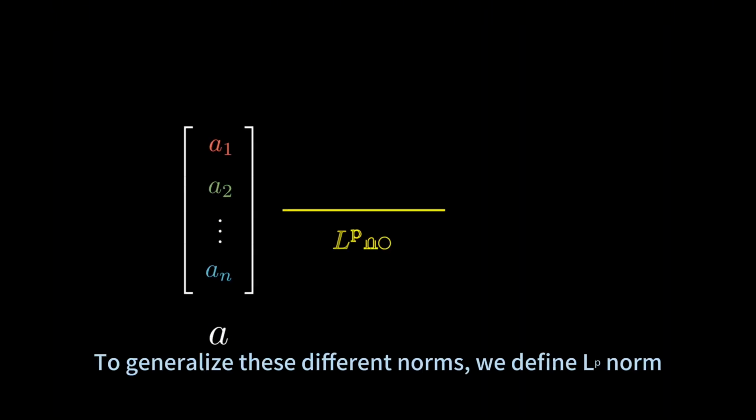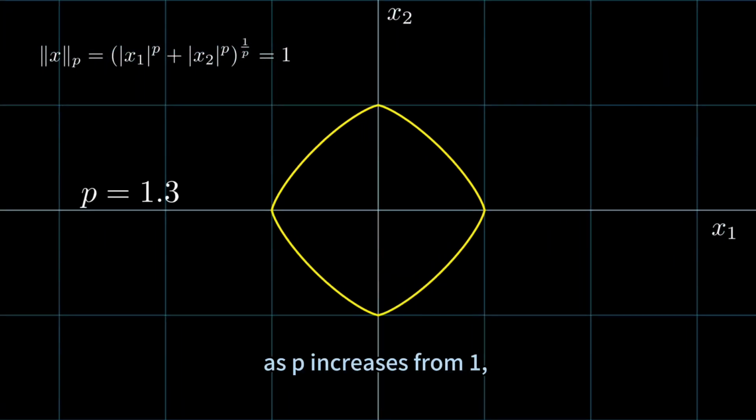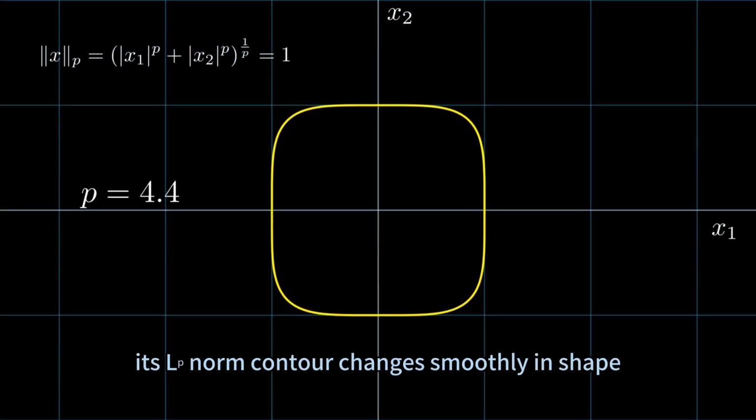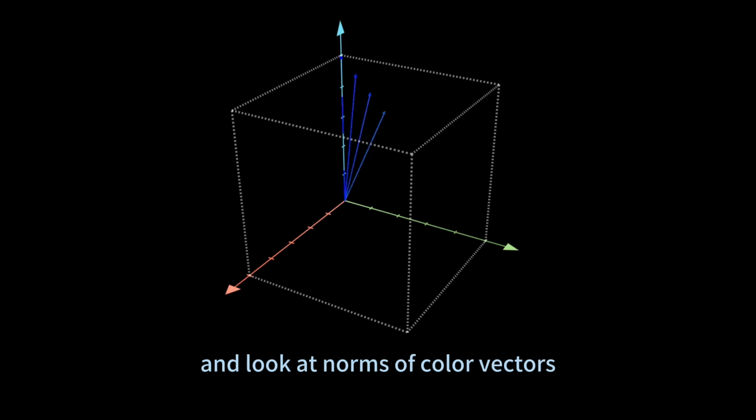To generalize these different norms, we define the LP norm. As we can see for a 2D vector x, as p increases from 1, its LP norm contour changes smoothly in shape. Now let's head into RGB space and look at norms of color vectors.